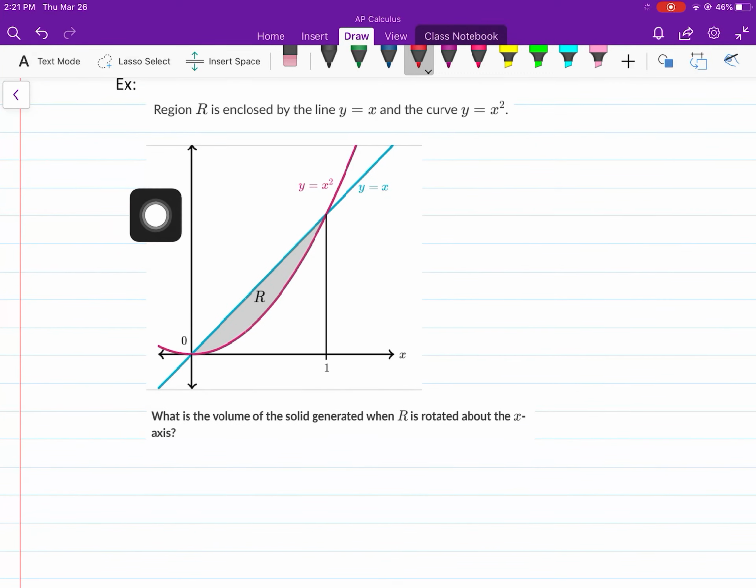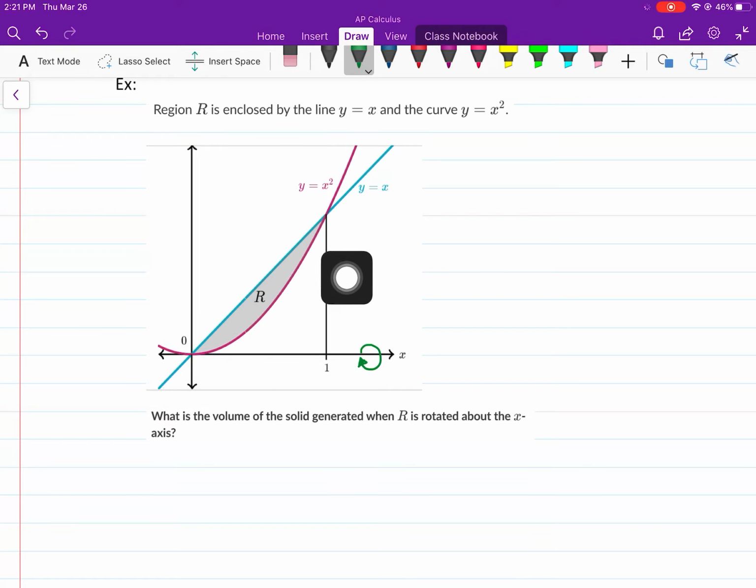So let's go ahead and take a look at this first example. Region R is enclosed by y equals x and the curve y equals x squared. What's the volume if we revolve this around the x-axis? So revolving around the x-axis, and the reason why I picked these examples, I want you to see we're not going around the y-axis.